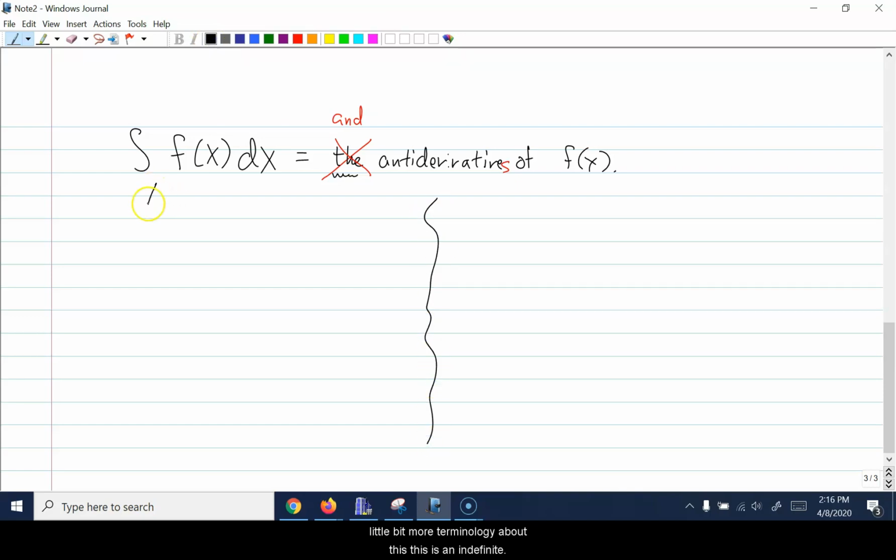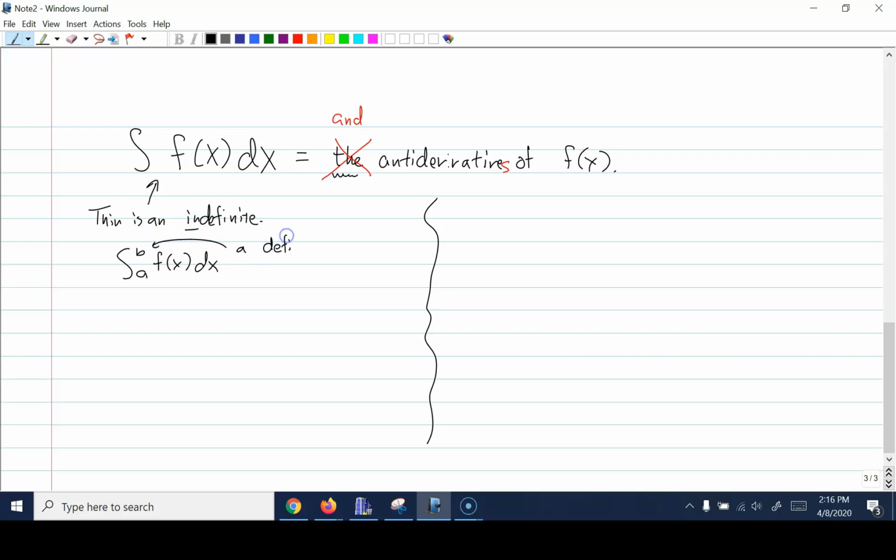To clarify a little more terminology, this is an indefinite integral. The reason it's an indefinite integral is the lack of the little subscripts. When you have an integral from here to here, this is a definite integral. A definite integral is just a number. It's really easy to understand what its existence is. An indefinite integral is more complicated than a number. It's a function, and it's even more complicated than that, because it's not just a function. It's lots of functions.